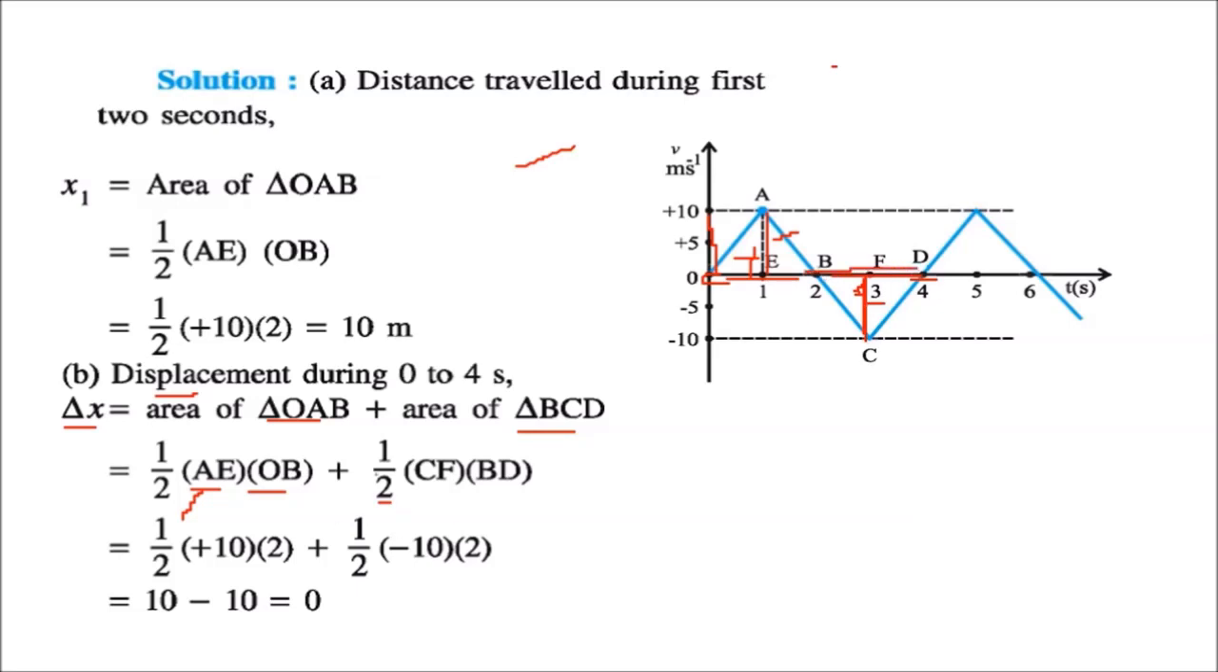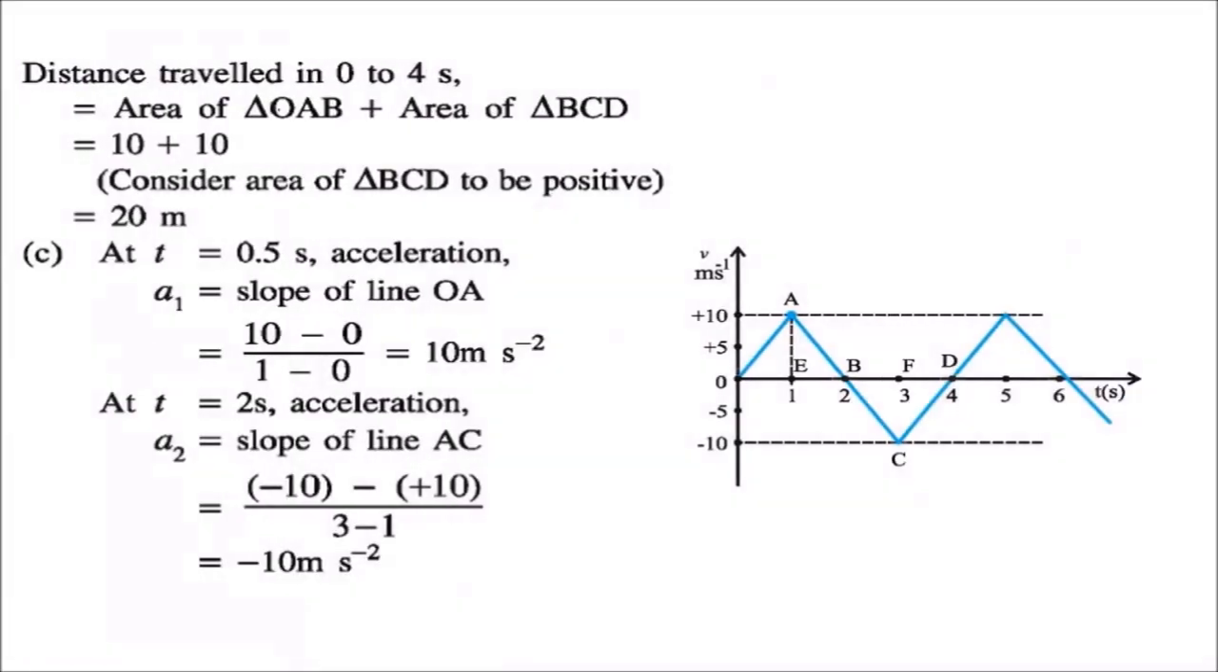So rather than taking this as minus, let us take this as minus 10. And when we compute, it is 0. So displacement is the sum of the area, but the area which is below has to be taken as negative. That is why it is 0. But in order to find the distance, we will take this area as positive and this area also as positive. We just computed this to be 10, this to be 10. So 10 plus 10 is 20.